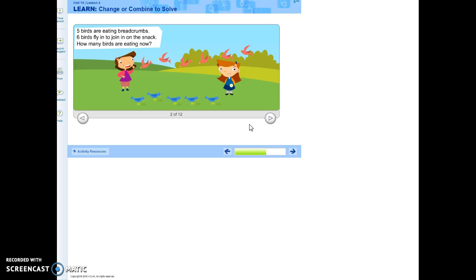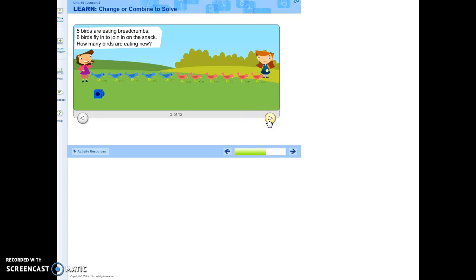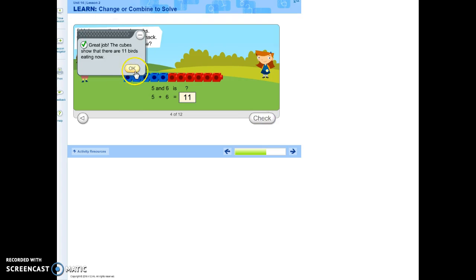5 birds are eating breadcrumbs. 6 birds fly in to join in on the snack. How many birds are eating now? 5 birds and 6 more birds is 11 birds. There are 11 birds enjoying the breadcrumbs now. So 5 plus 6 is 11.